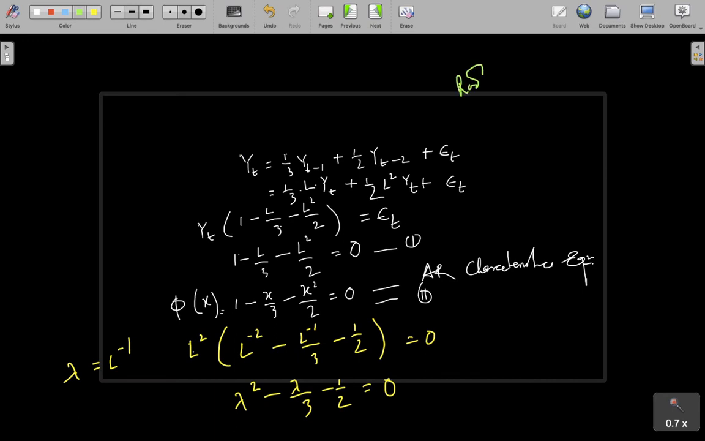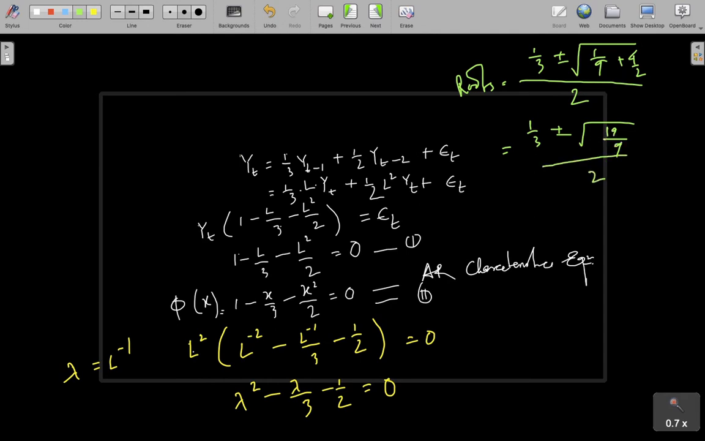Roots are going to be minus b, which is 1/3, plus or minus root of b squared, which is 1/9, minus 4ac, which is 4 by 2, and I have my 2a. 2a is 2, right? A is 1, which means here I have 1/3 plus or minus, if I take 1/9 plus 2, that is 19 by 9, divided by 2, right? So which means actually 1 plus or minus root 19 by 6, right?